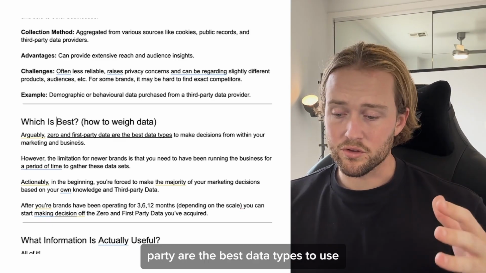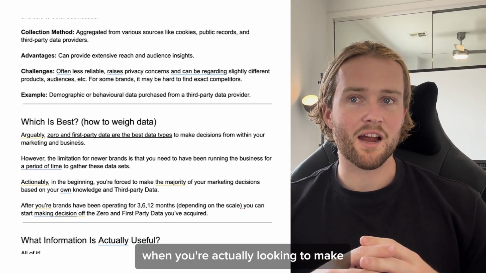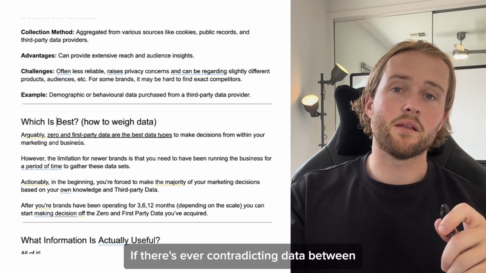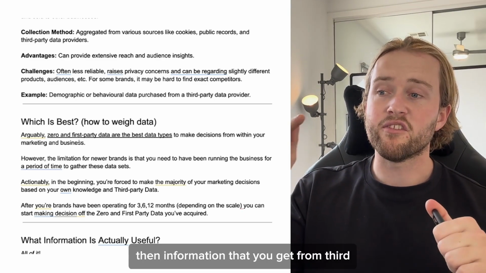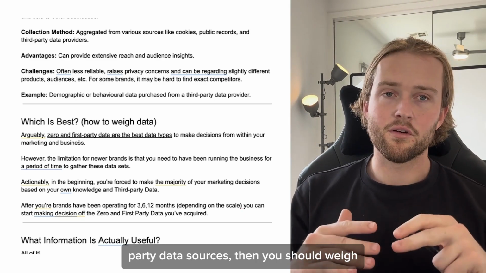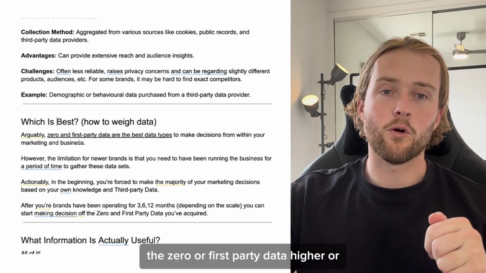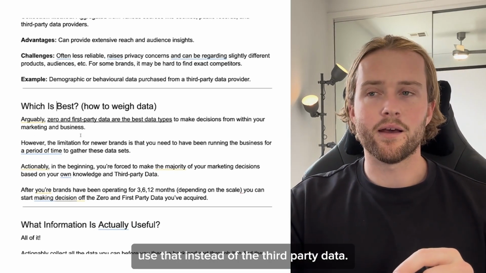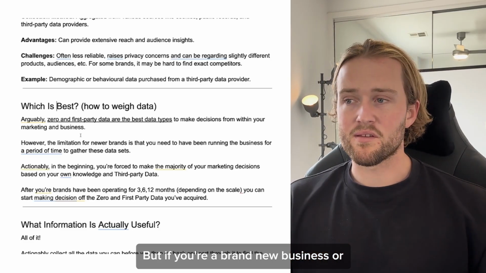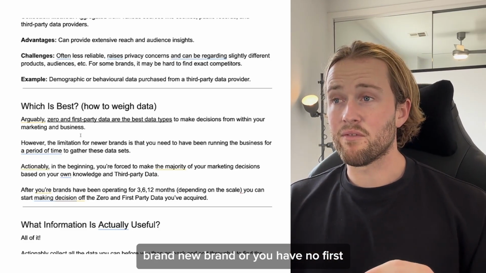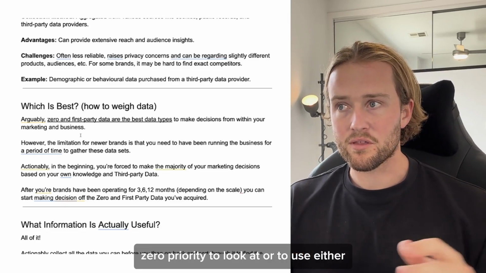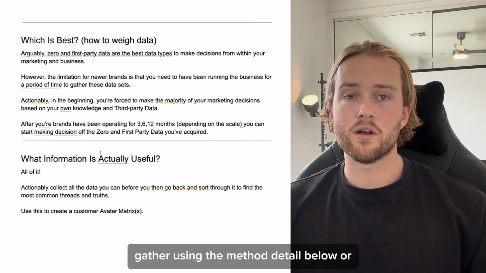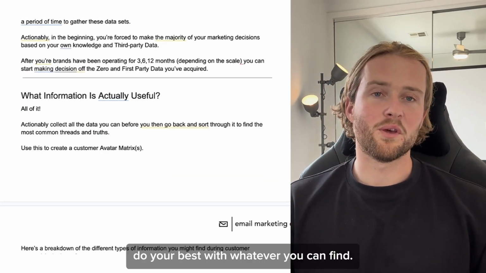Knowing which is best, again, I'm going to say zero party and first party are the best data types to use, or that should be weighed most heavily when you're actually looking to make decisions based off of these things. If there's ever contradicting data between zero or first party information and information that you get from third party data sources, then you should weigh the zero or first party data higher, or use that instead of the third party data. But if you're a brand new business or a brand new brand, or you have very little first party or zero party data to use, either gather it using the methods detailed below, or do your best with whatever you can find.